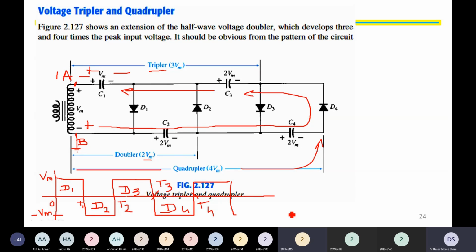So we are not violating any laws. Our input power and output power are always the same. Yes, can you repeat your question?